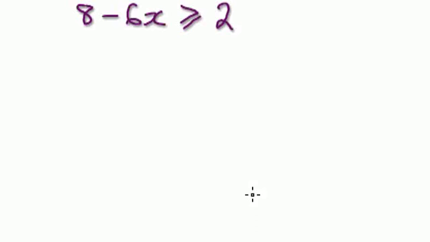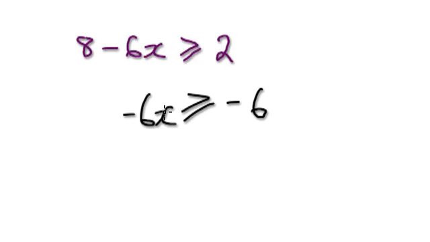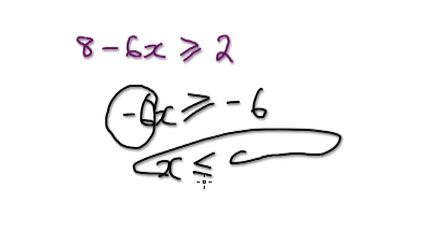Okay, next question here. Press pause and have a go. Remember, you could do this: get rid of the 8. So take away 8 from both sides. So this would be minus 6, and then this would be minus 6x here, and then you could divide both sides by minus 6. And then that will give you x, and then you've got to switch the sign around. Avoid multiplying or dividing negatives. Anyway, press pause and have a go.